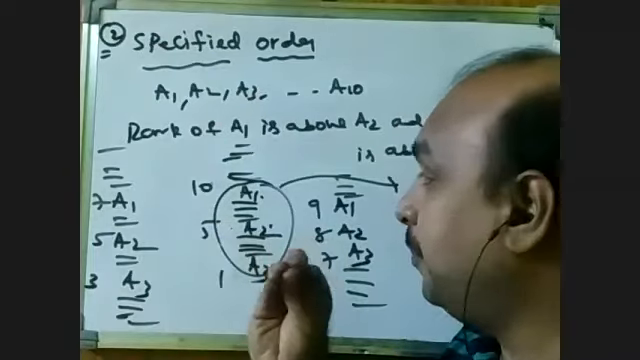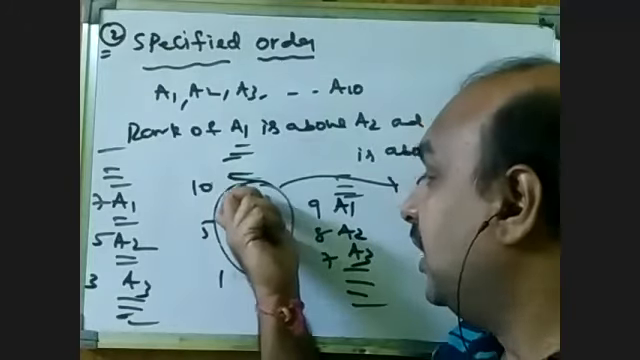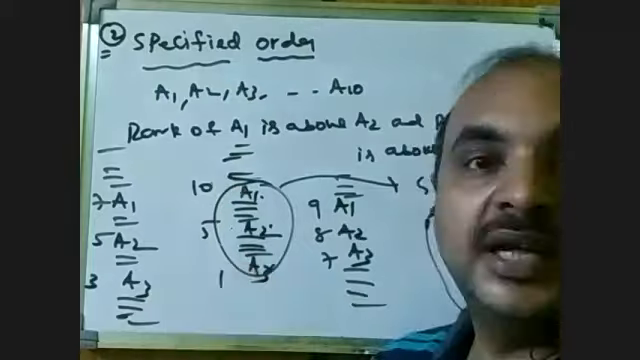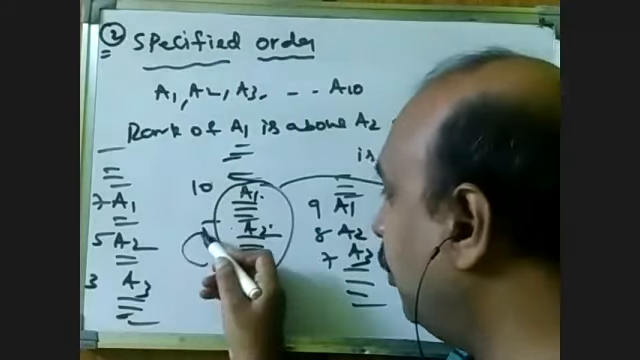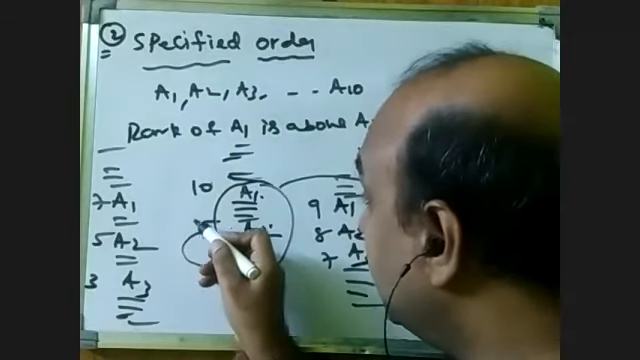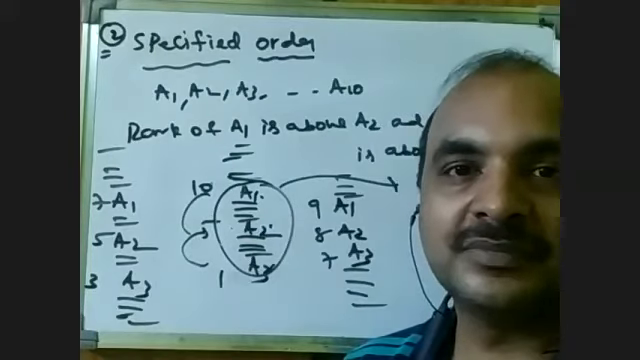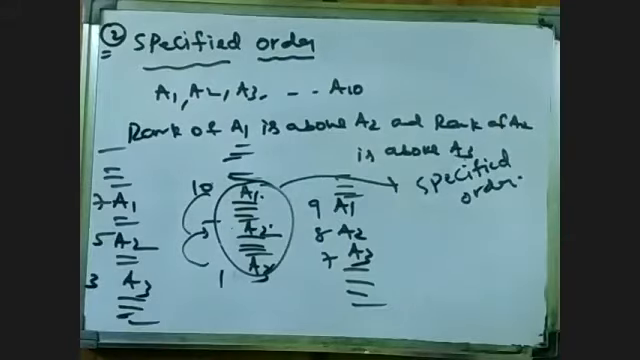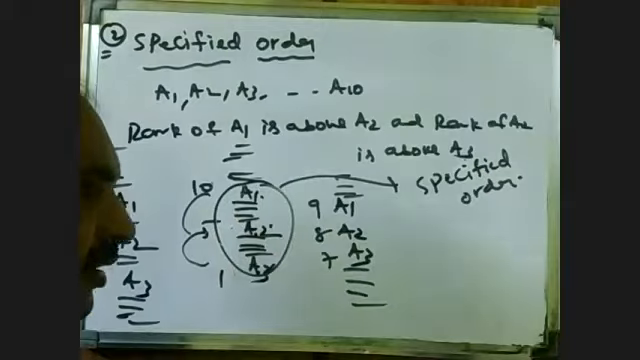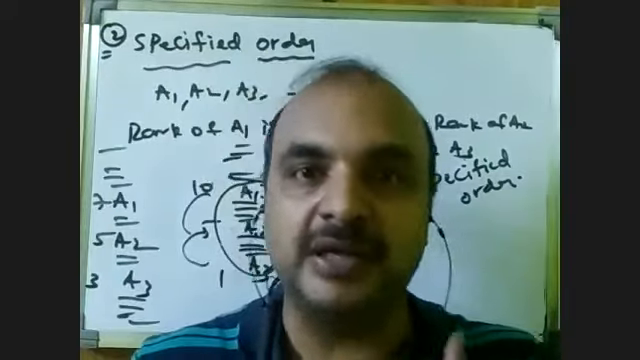It is not possible that the A1 rank is less than A3, or the A1 rank is less than A2. Always, whatever it may be, A2 should be above A3, and A1 should be above A2. That's what we say. I'll give one more example so that you can understand clearly. A1, A2, A3 are in specified order. Specified order means this is my order arrangement.